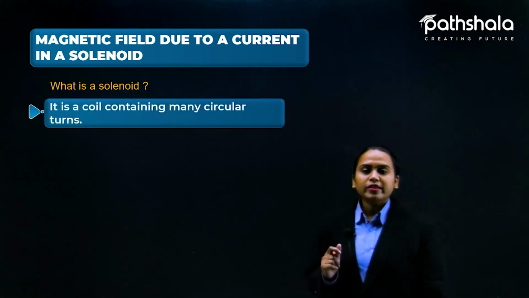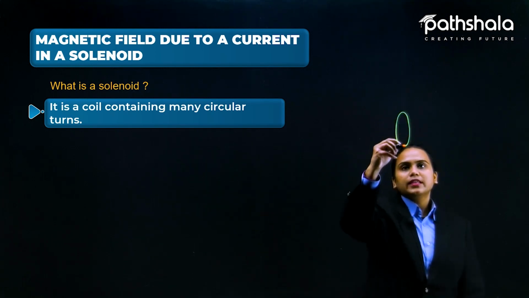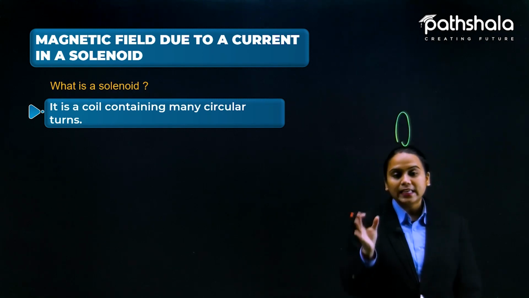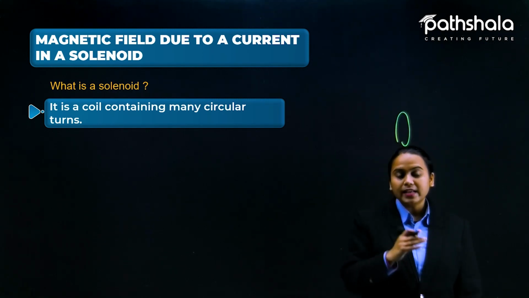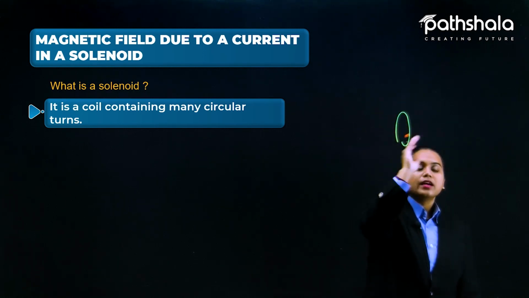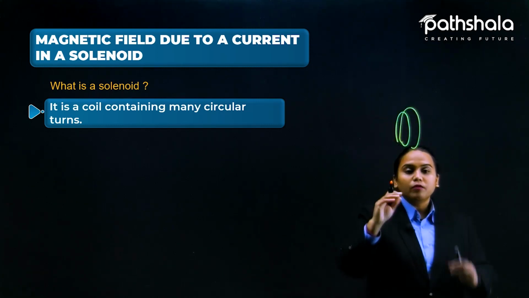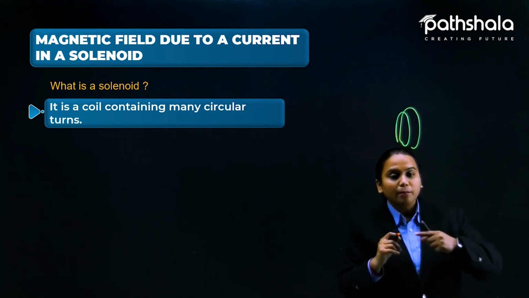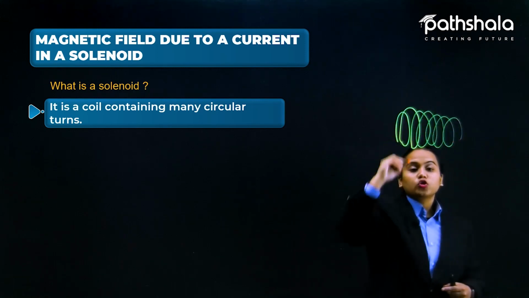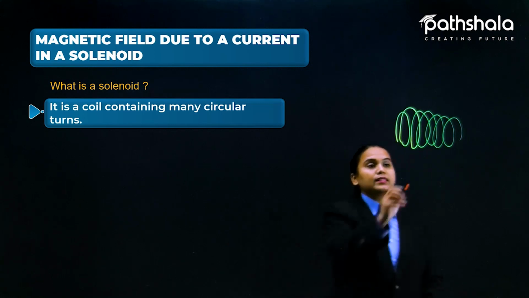A solenoid is just a kind of coil containing many circular turns. Earlier we have seen the single loop, a single circle, where the magnetic field lines are circular, and from the center it is straight. If for a single long wire we make multiple turns like this, this is known as a solenoid. That makes a cylindrical shape.